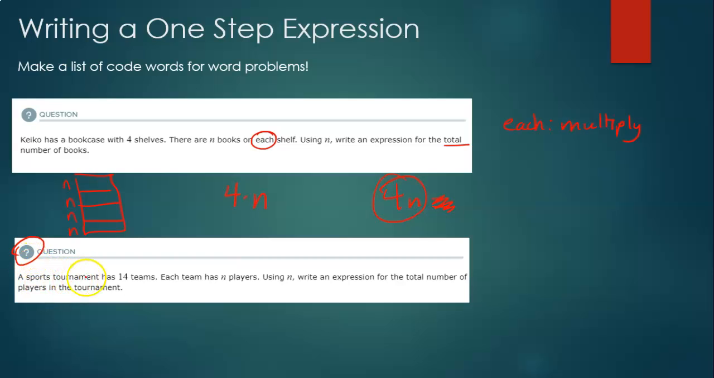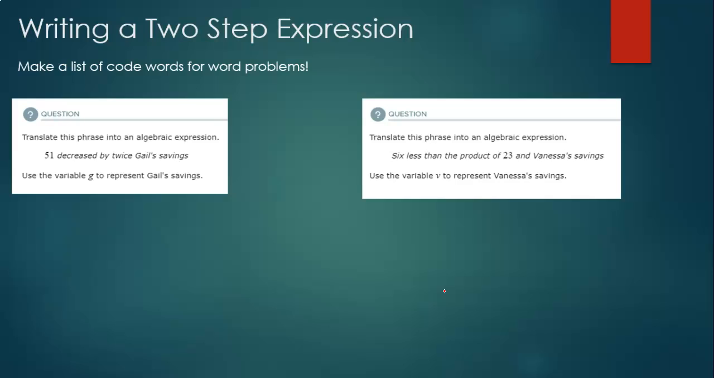All right, it says a sports tournament has 14 teams. Each team has N players. Using N, write an expression for the total number of players in the tournament. Again, each usually means multiply. There's 14 teams. Each team has N players. So you can write this as 14 times N or 14N.